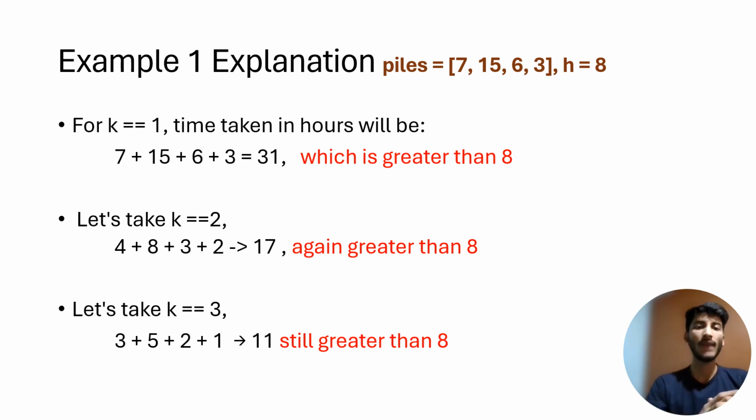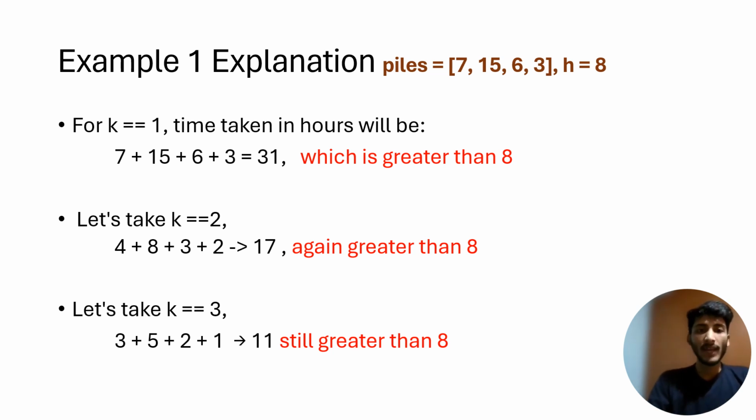So for k equal to 1, as you can see, if we eat at a rate of one banana per hour, it's clear that the total number of hours will be the sum of all the bananas, which is 31 here, which is clearly greater than h, 8, and which we cannot consider for our solution. So let's try to increase the value of k to 2.